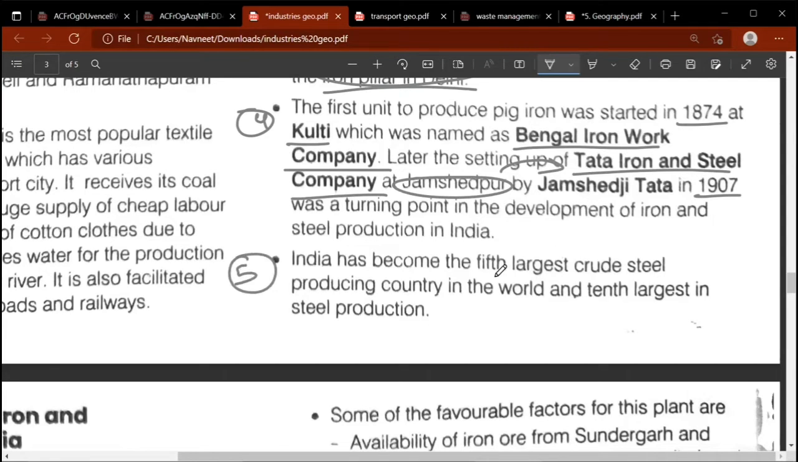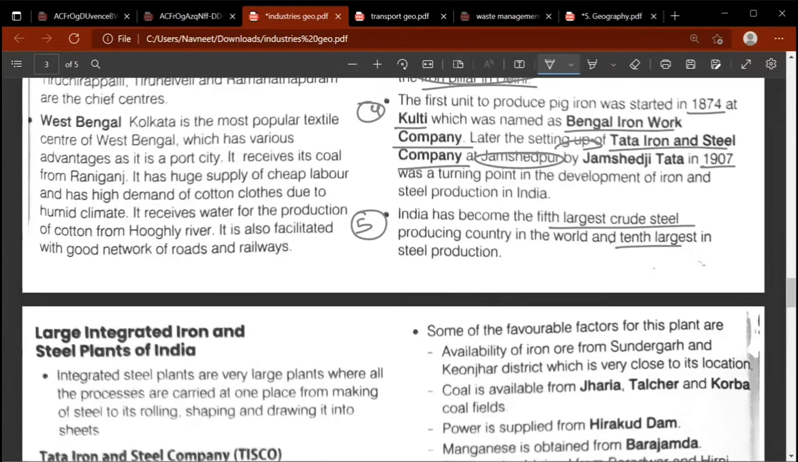India became the fifth largest crude steel producing country in the world and 10th largest in steel production. Okay, this shows the level of industrialization in the Indian country.